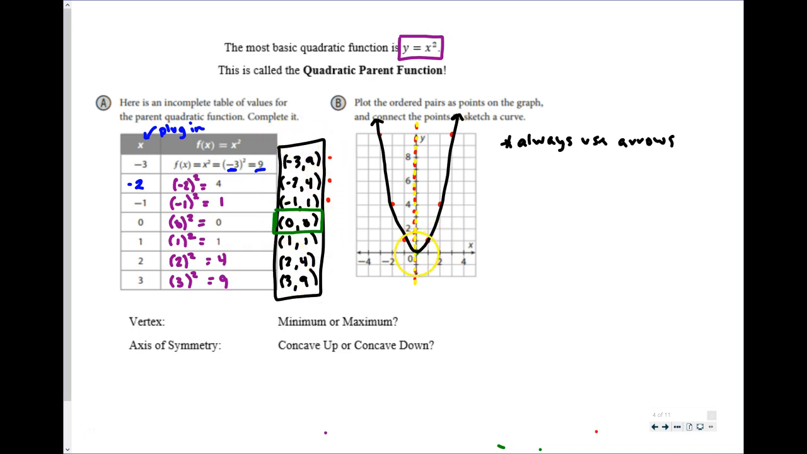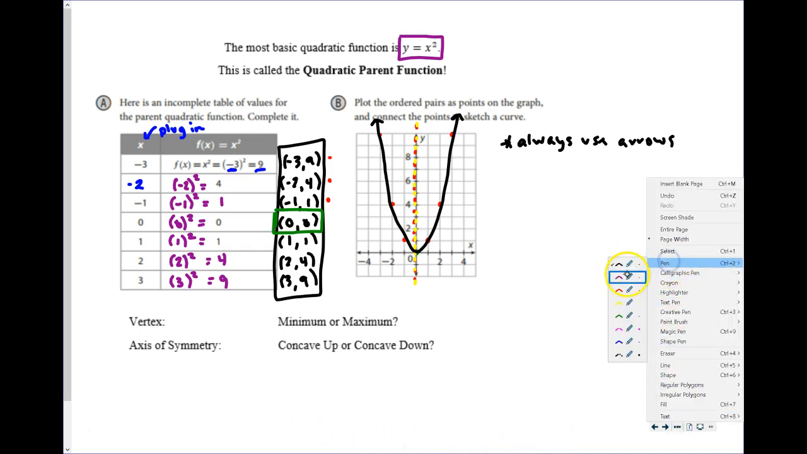You have a vertex, then it goes up 1 over 1, then it goes over 2 up 4, then it goes over 3 up 9. 1, 1, 2, 4, 3, 9. Okay, that is your parent function for parabolas. So, when I describe this graph, I'm going to use this language down here, right?